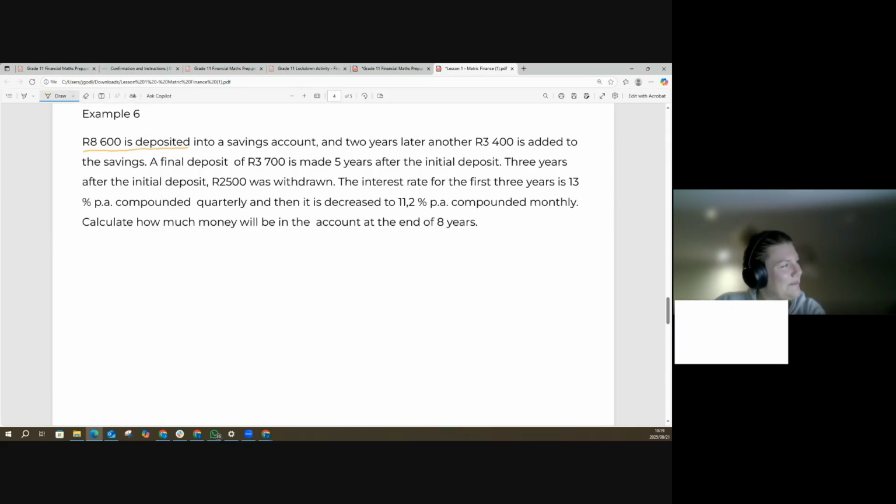8,600 rand is deposited into a savings account. 2 years later, another 3,400 is added to the savings. A final deposit of 3,700 is made 5 years after the initial deposit. 3 years after the initial deposit, 2,500 rand was withdrawn. The interest rate for the first 3 years is 13% compounded quarterly, and then it is decreased to 11.2% compounded monthly. Calculate how much will be in the account after 8 years.